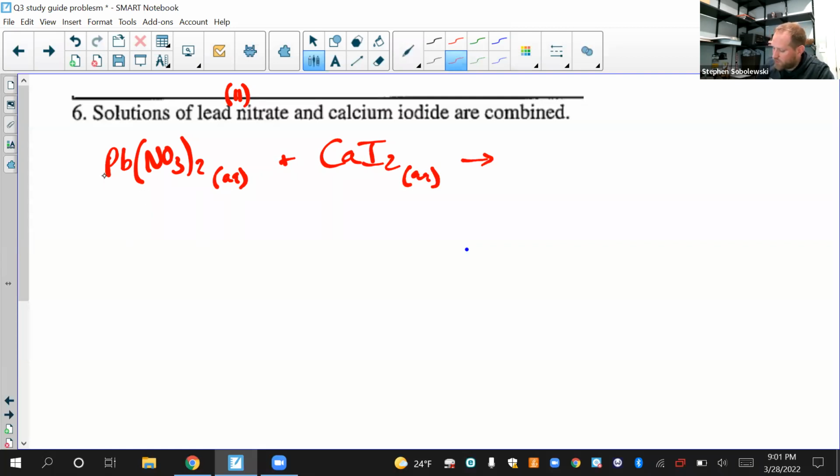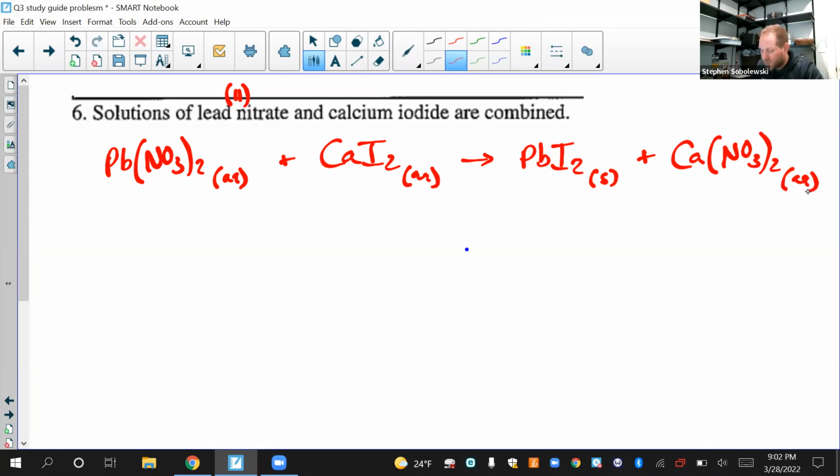Lead iodide is going to be lead 2 iodide, assuming this 2 carries over. So it's going to be PbI2, which is solid. Calcium nitrate is the other compound, Ca(NO3)2, and that is going to be aqueous. And this ends up being balanced already. Yet again, this is a double replacement reaction. And because it's a double replacement, let's write the net ionic equation here. So my precipitate is the lead 2 iodide.